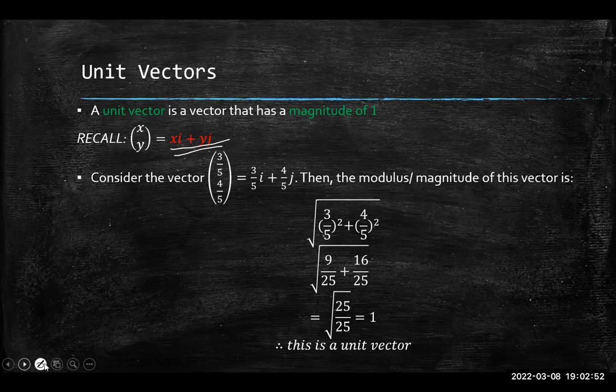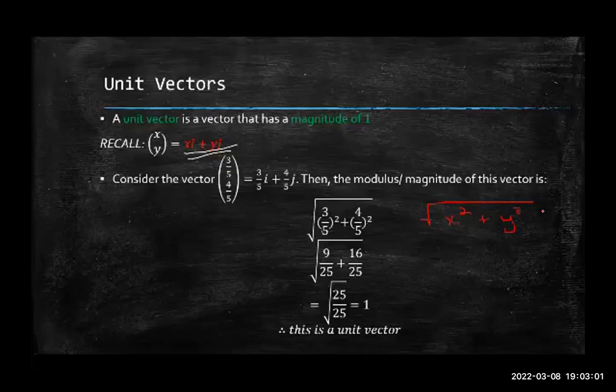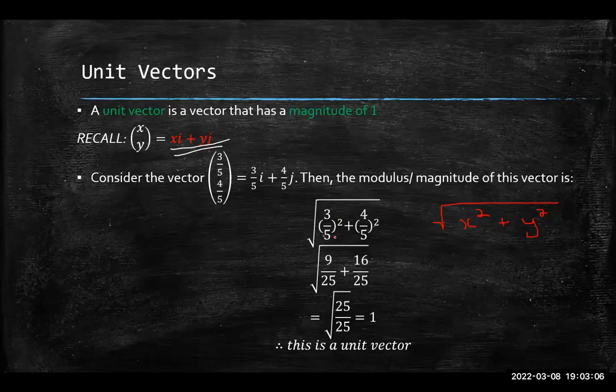So just to show you that, I found the magnitude here. Remember, to find the magnitude, it's the square root of the x component squared plus the y component squared. So since 3/5 is on top, that's the x component, so that's (3/5) squared plus (4/5) squared for the y component. You get 9/25 plus 16/25, which is 25/25, and the square root of 1 is 1. So since the magnitude of this vector is 1, it's called a unit vector. Do you understand that?